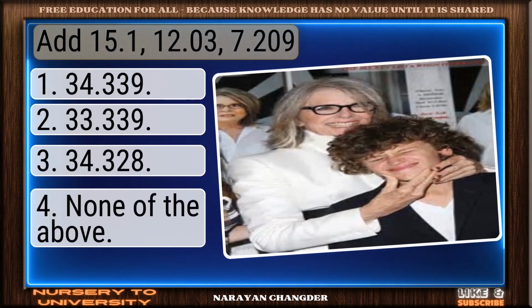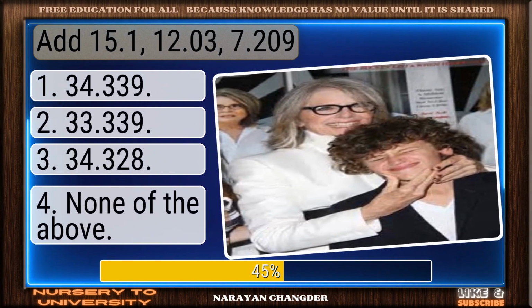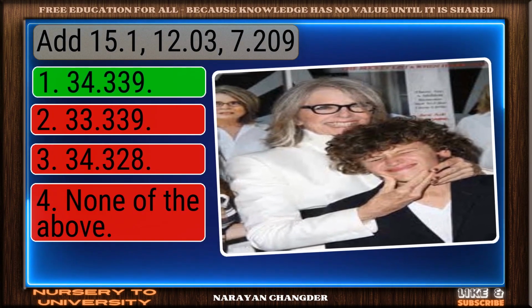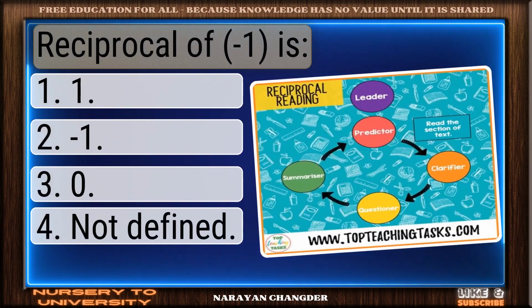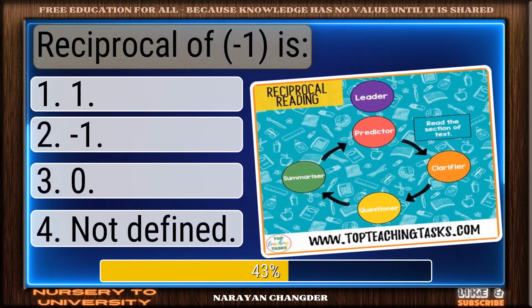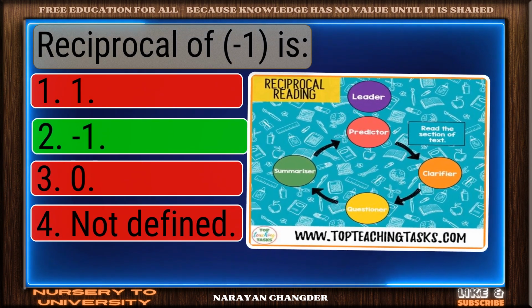Question number 198. Add 15.2037.29. 34339 is the correct answer. Question number 199, reciprocal of is? Right again. 1 is a valid answer.